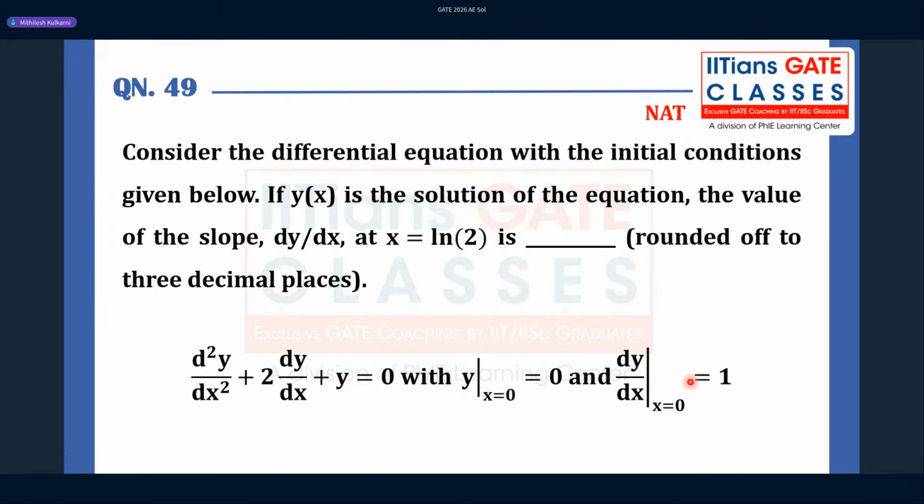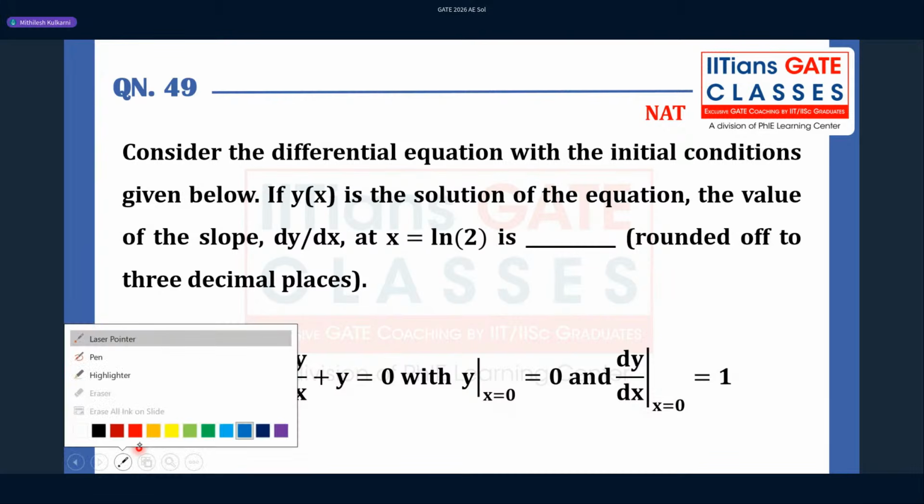And they have also given the initial conditions: y of 0 is 0 and y dash of 0 is 1. Y when x is equal to 0 is 0, dy by dx when x is equal to 0 is 1. And the differential equation is a homogeneous higher order differential equation with constant coefficients. Okay, so let's solve this.